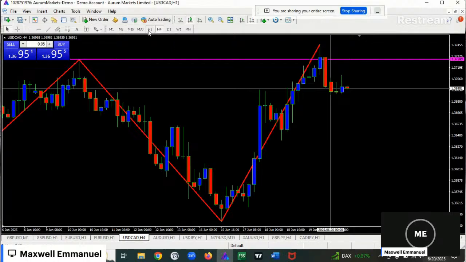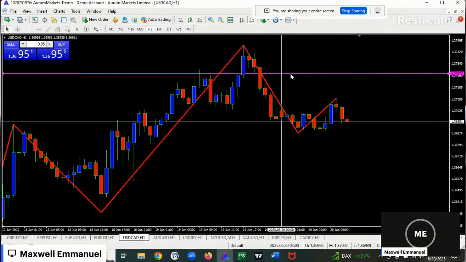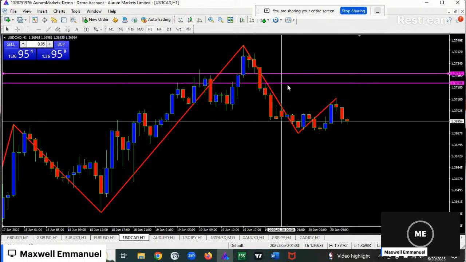So I would love to see price pull that fair value gap before selling. We have this fair value gap on 1 hour that we love to see price fill before we go bearish. Before we go bearish on the dollar, I'd love to see price pull back. This is where I'm considering selling.